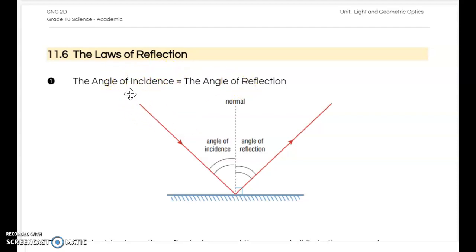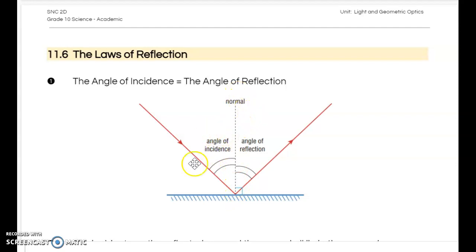Okay. In the video, you would have seen the ray box hitting a flat mirror, and we know that this is a flat mirror because of the hatch marks here. You have your normal, which is perpendicular to your plane mirror, so it's drawn at 90 degrees, and your normal is drawn at the point of incidence. The point of incidence is the point where the light ray hits that flat surface or plane mirror, and the normal is drawn at that point.